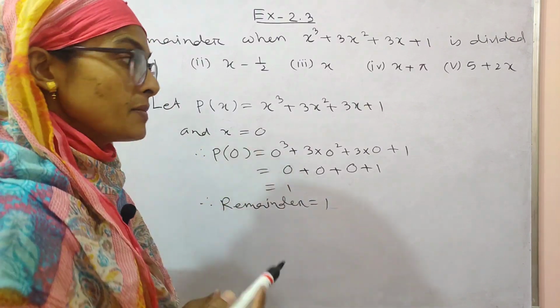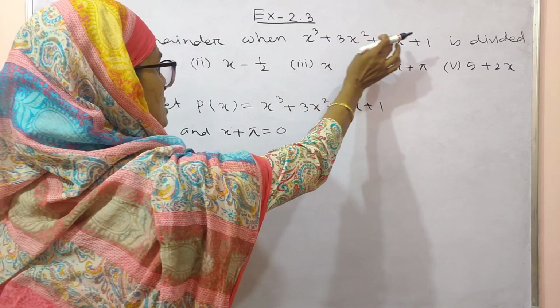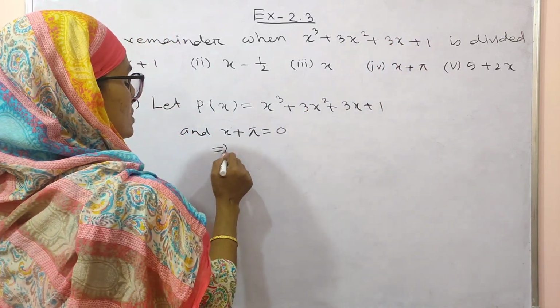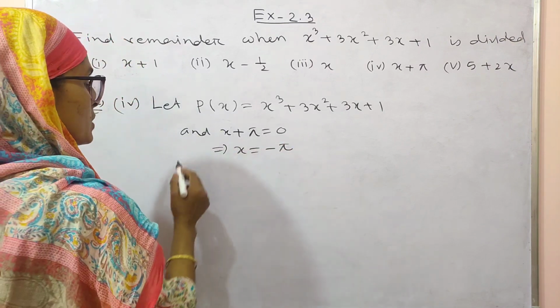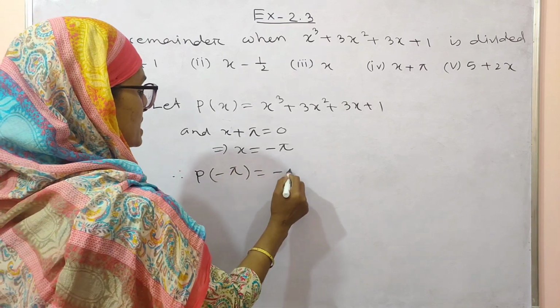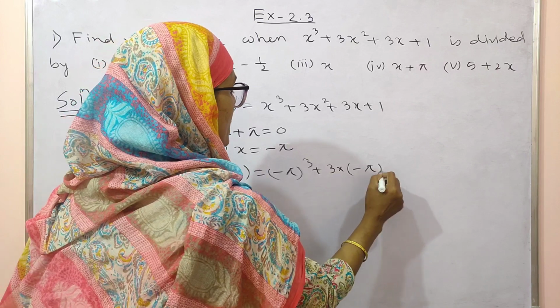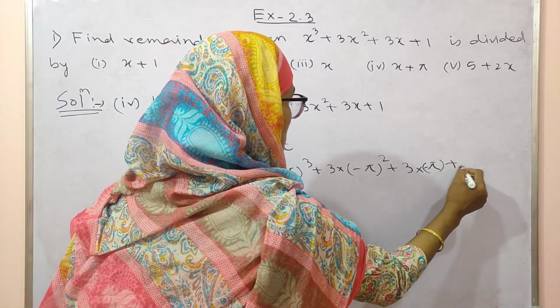This is the remainder. Next, number 4, let p(x) equal x cube plus 3x square plus 3x plus 1, and x plus pi equal to 0. So you can write x equal to minus pi. So put the value of x, therefore, p of minus pi, you will get minus pi cube, 3 into minus pi square, plus 3 into minus pi, plus 1.